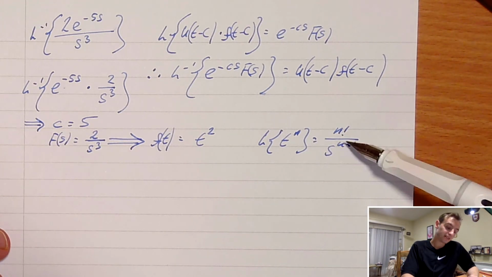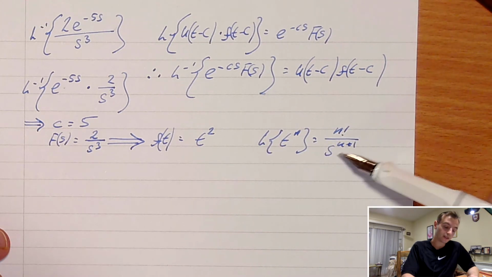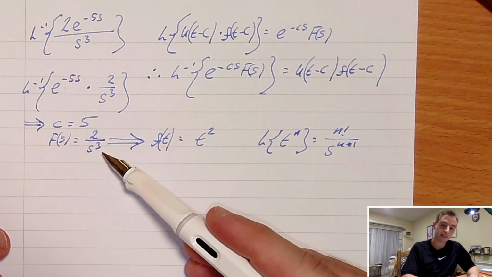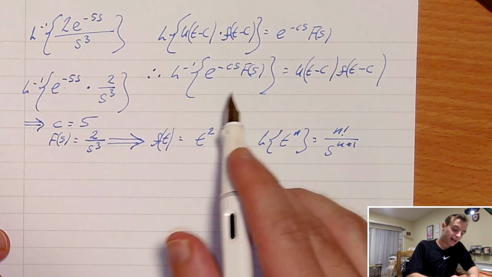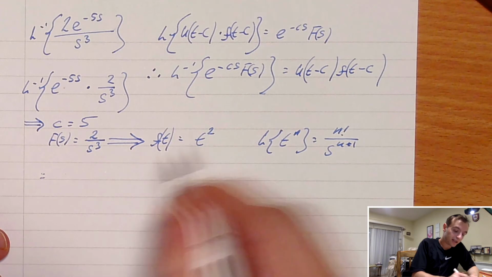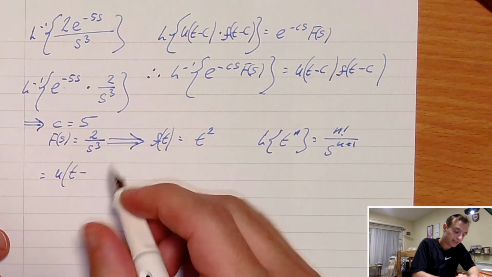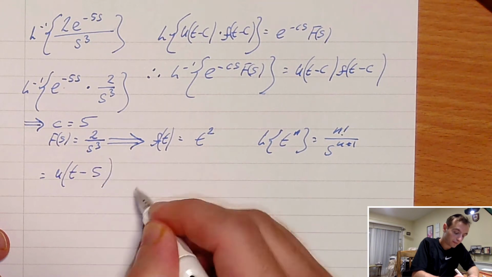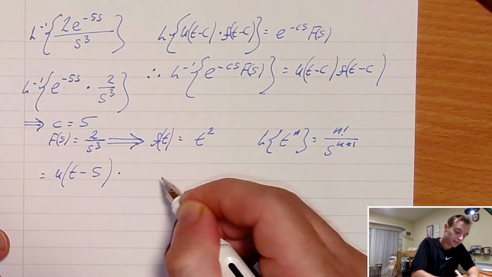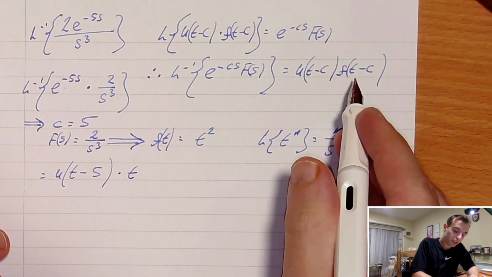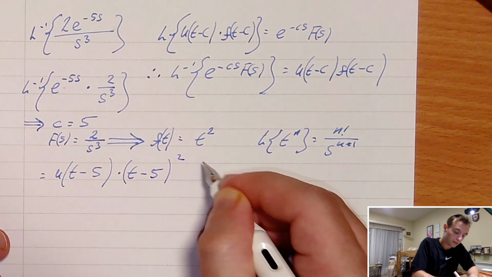So we can see from this that t to the 2 is going to be 2 factorial on s to the 2 plus 1, which is 3, which is going to yield this. So I know that f(t) equals t squared. I can now say then that the answer is going to be u(t minus c), c is 5, of the function, which is t squared, but there's a shift of c, t minus 5 squared.